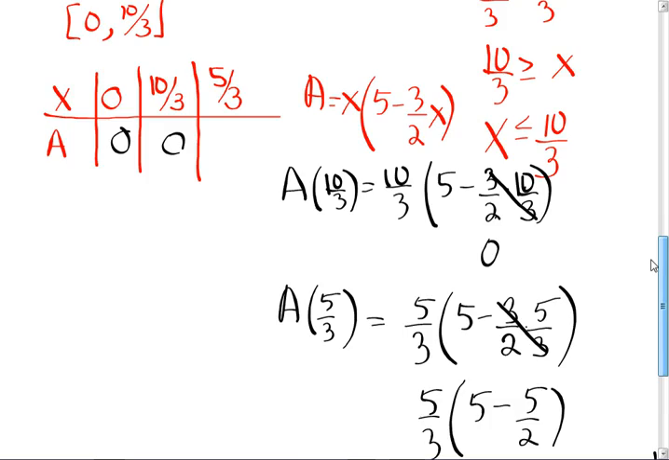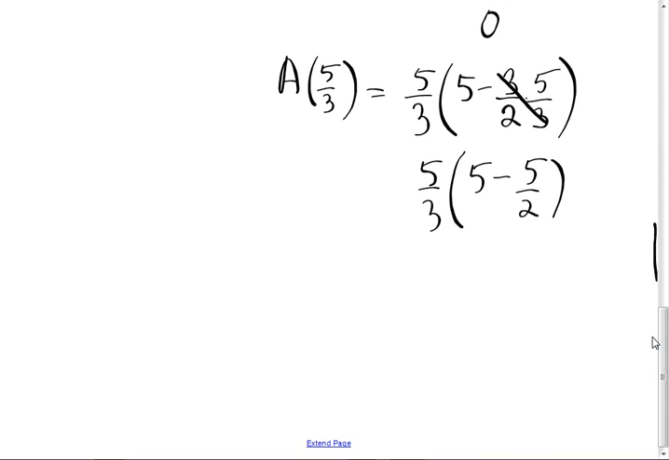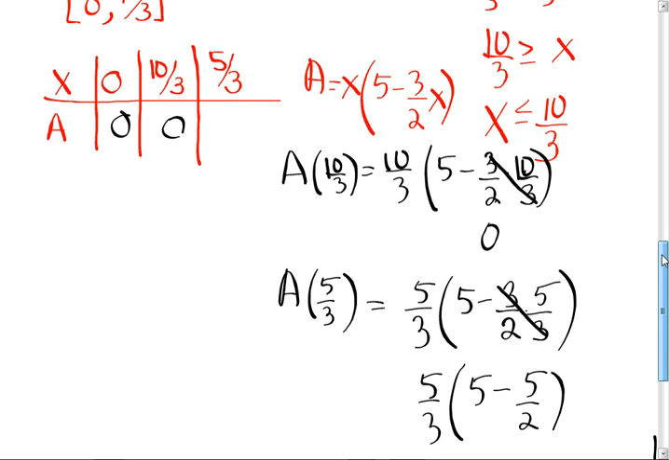Did I do that right? What's 5 take away 5 halves? 2.5 or 5/2. So what's the answer? No, not this. 6. Okay, this one was not very fun with the numbers.